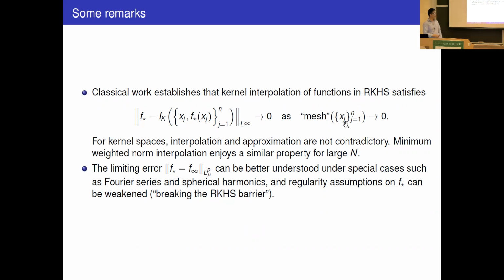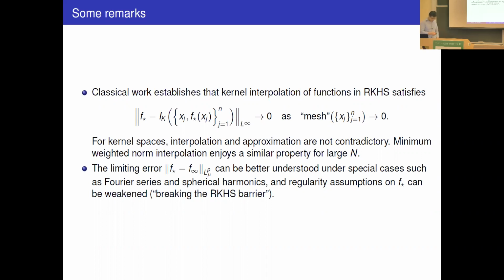So as the number of samples increases, so that the mesh norm of the sampling set goes to 0, then so will the error. Okay. So this is just saying that kernel interpolation is consistent. So if we allow lowercase n to go to infinity, then this is not necessarily a bad idea here.